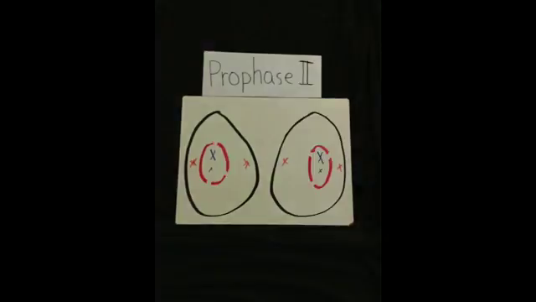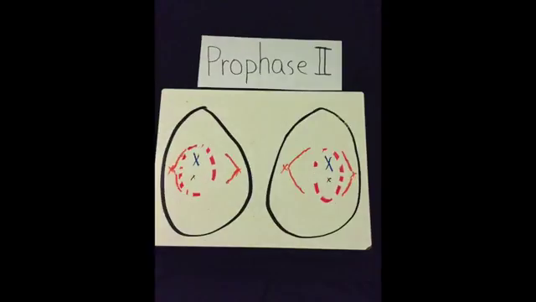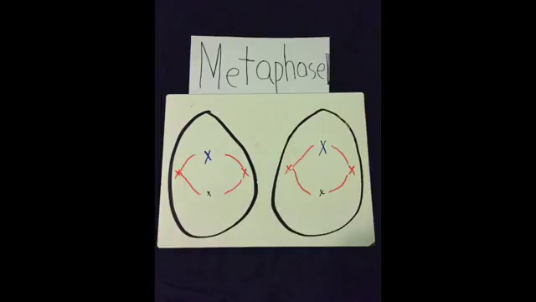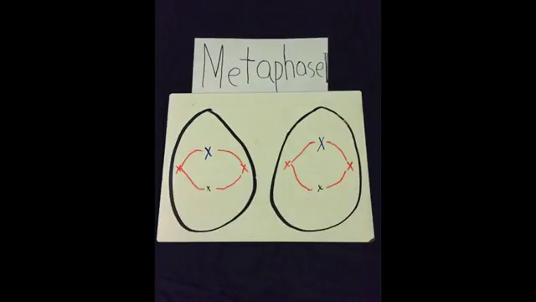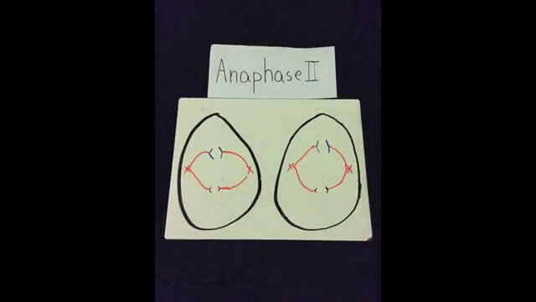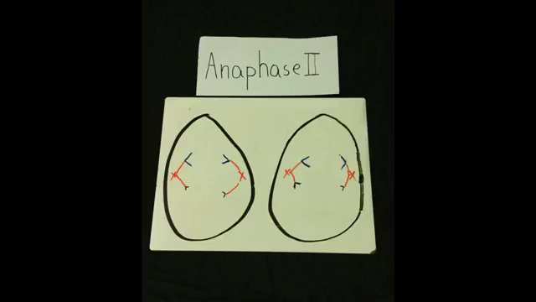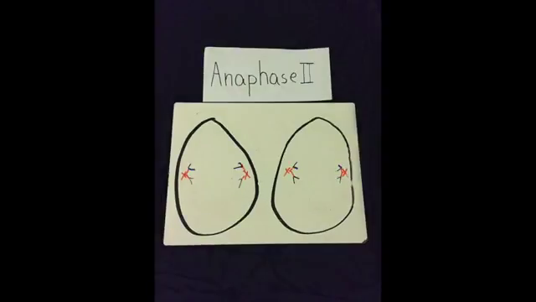There's no interphase between cytokinesis 1 and prophase 2, so each new cell will have half the number of chromosomes as the original parent. The only difference between metaphase 1 and 2 is that metaphase 2 has one line of chromosomes. Anaphase 2 is like anaphase 1, but now the duplicated chromosomes are separated from each other and moving toward the centrioles at opposite ends of the cell.